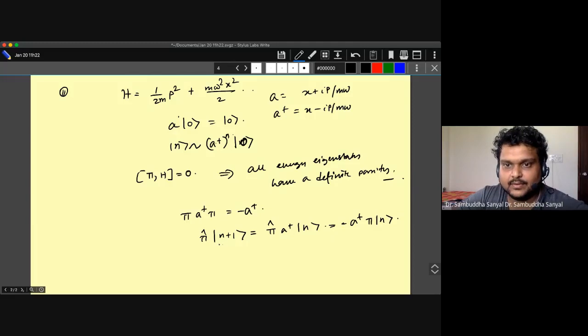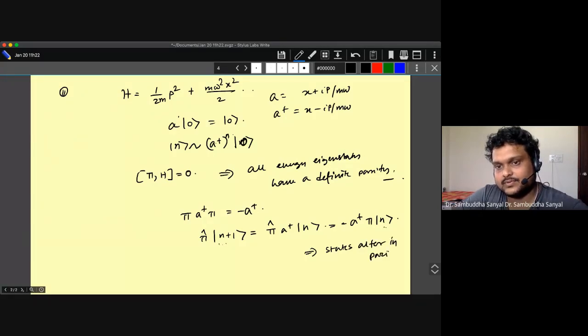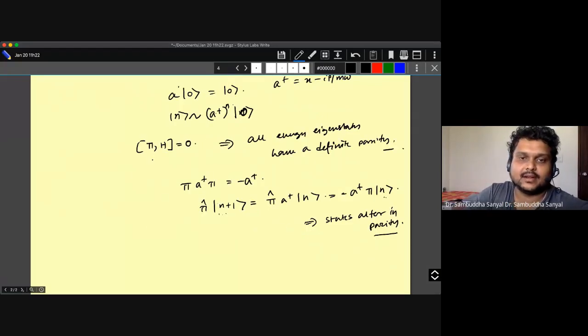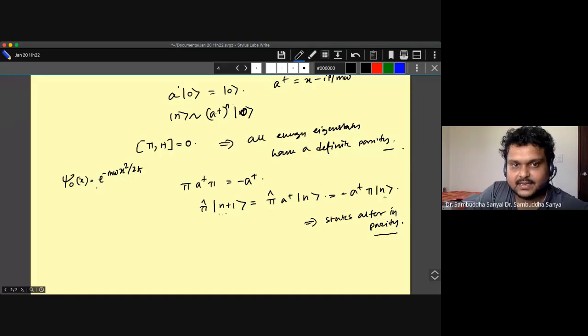So that means if I know the parity of an excited state, I can know also the parity of the next state, which is opposite to that. So the states alternate in parity, which we know, of course. It's odd, even, like that. And how do you know all the states? You have to just know the parity of the ground state. So we know obviously the parity of the ground state, psi_0(x) is e to the power minus m omega x squared by 2 h-bar, which is an even parity state.